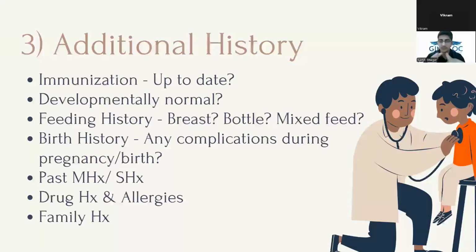The rest of the history is the exact same as before: past medical history, past surgical history, any drug history that they might have been given. Sometimes asthma is diagnosed very early. Sometimes celiac disease is diagnosed very early, and they're given certain drugs with respect to that. Any allergies they might have, yes, it's also possible that they might develop them very soon. Family history, not so significant, but it's better that you ask it.